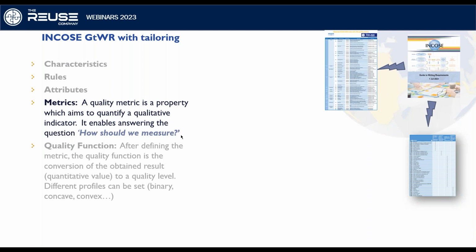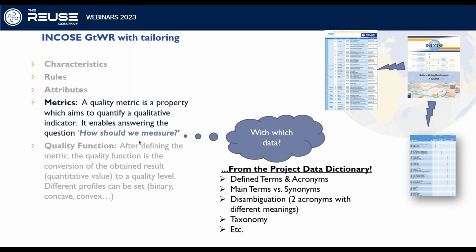Same as if you do a survey, then you have an input of data that you will use to conclude on your survey. So that's the same approach. We need data to measure, and this data would also be coming from the project data dictionary. So what will we be measuring? Terminology and acronyms. Are we using the main terms or a synonym? Are we using an acronym but with the wrong meaning? What level are we describing in the taxonomy of the system, etc. So we need to describe what we are measuring.